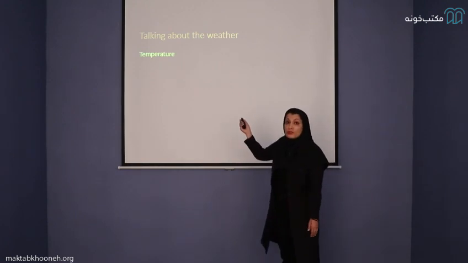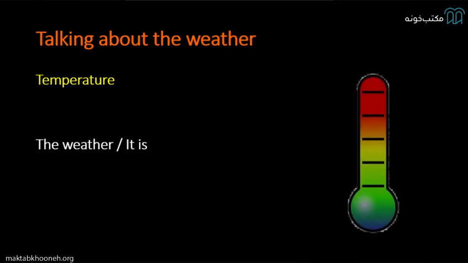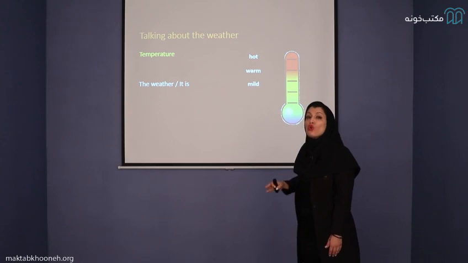What's the weather like? If we're talking about the temperature, we can say the weather is or it is hot. The weather is hot. The weather is warm. Or the weather is mild. Mild means neither hot nor cold.